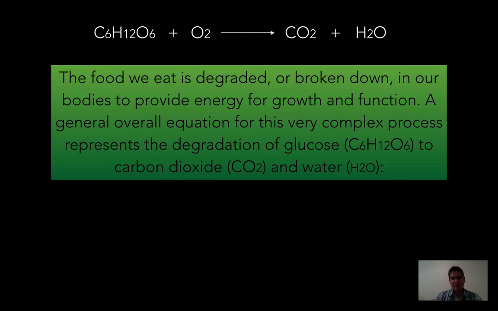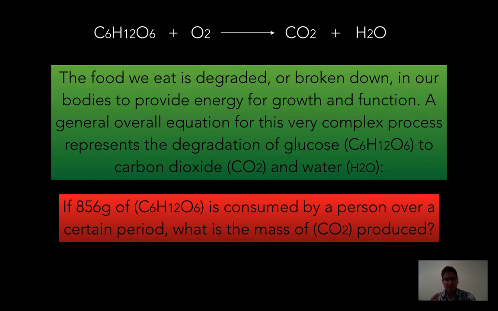So here's our problem. The food that we eat is degraded or broken down in our bodies to provide energy for growth and function. A general overall equation for this very complex process represents the degradation of glucose to carbon dioxide and water. So chemistry students, this equation should look very familiar to you because this is the one that we looked at in great detail in biology when we talked about cellular respiration. So this is the breakdown of glucose in the body using oxygen. Okay? All right. So here's our problem.